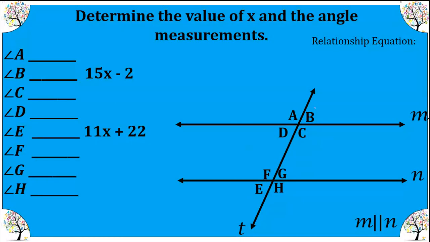We have angle B and we have angle E. B and E are alternate exterior. Therefore, angle B is congruent. They equal each other. So I'm going to substitute B with 15x minus 2 equals 11x plus 22. 11x is smaller than 15x. Solve for x.